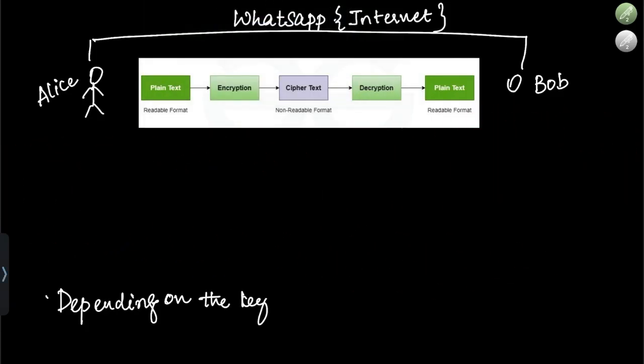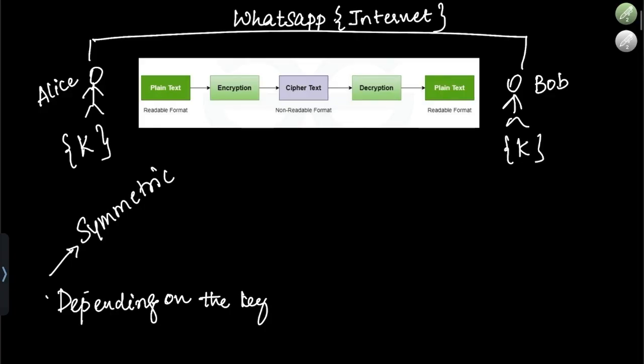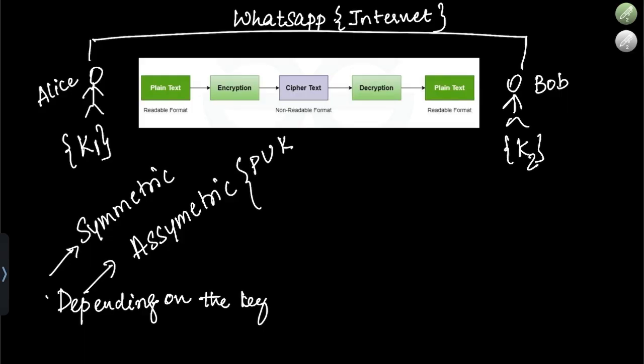Depending on the key, we can classify cryptography into two parts. The first one is symmetric, where at the sender side you use the same key, and at the receiver side you also use the same key. Then it is called symmetric key cryptography. Then we have asymmetric key cryptography, where at the sender side you use a key K1, and on the receiver side you use a key K2. Generally it is a public key and a private key. We will understand this in upcoming videos.